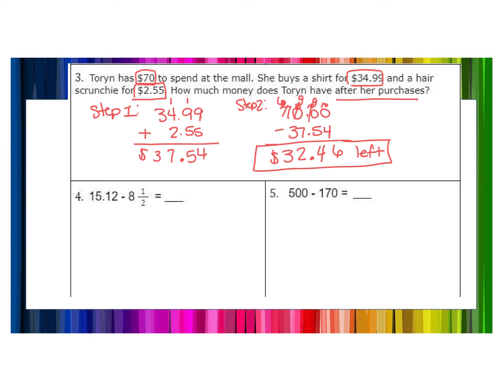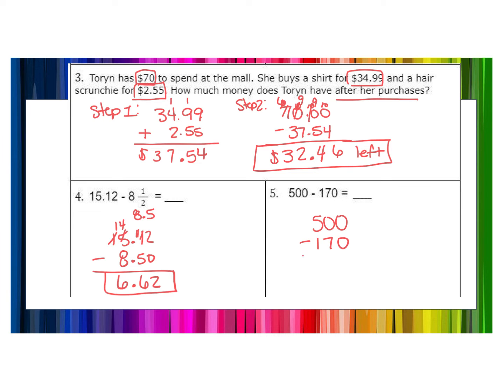Number 4 is 15.12 minus 8 1/2. So I'm going to change this to a decimal, and I'm going to say 15.12 minus 8.50. 2 minus 0 is 2. I need to borrow because I can't do that. 11 minus 5 is 6. This is 4. I gotta borrow. 14 minus 8 is 6. That is 6.62.